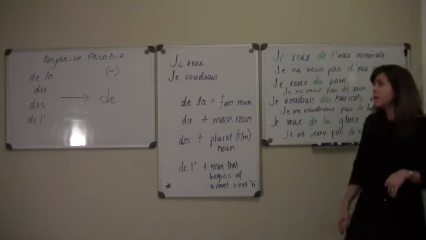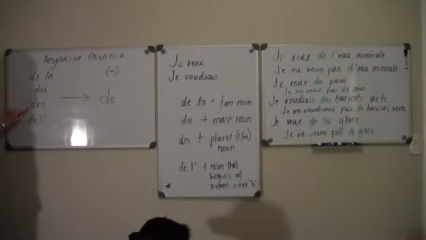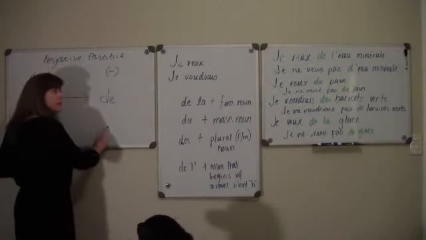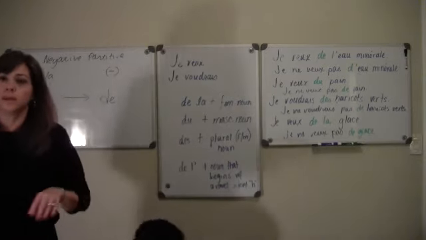Okay, so keep working on that. Remember our de la, du, des, de l'apostrophe. And let's not forget, if I've got a negative of any of the partitive, they all become de. Keep working.